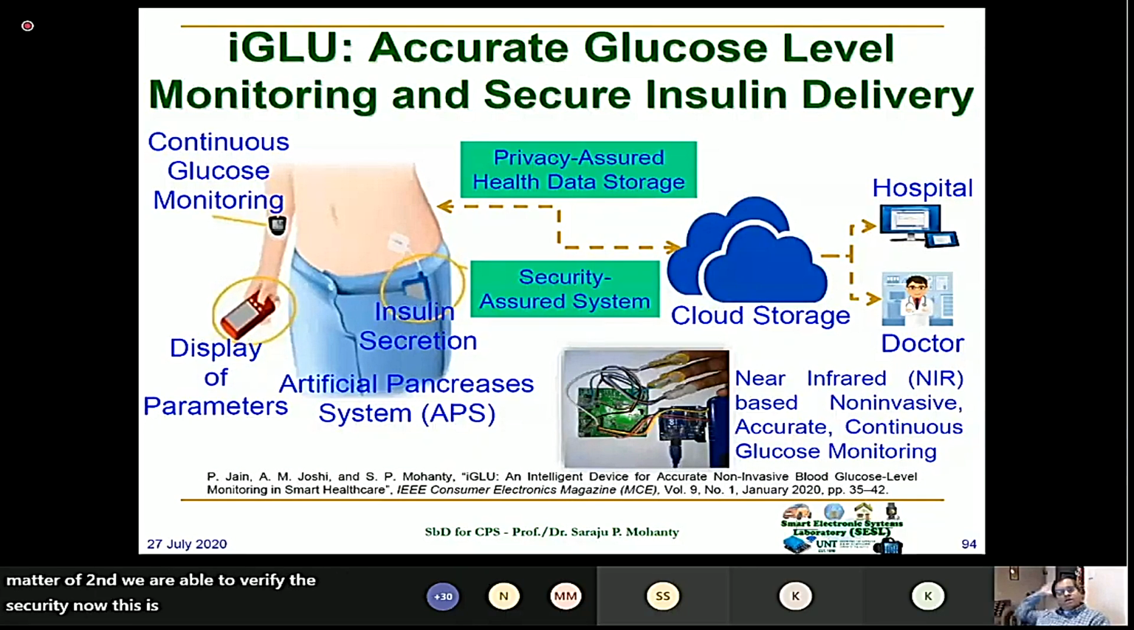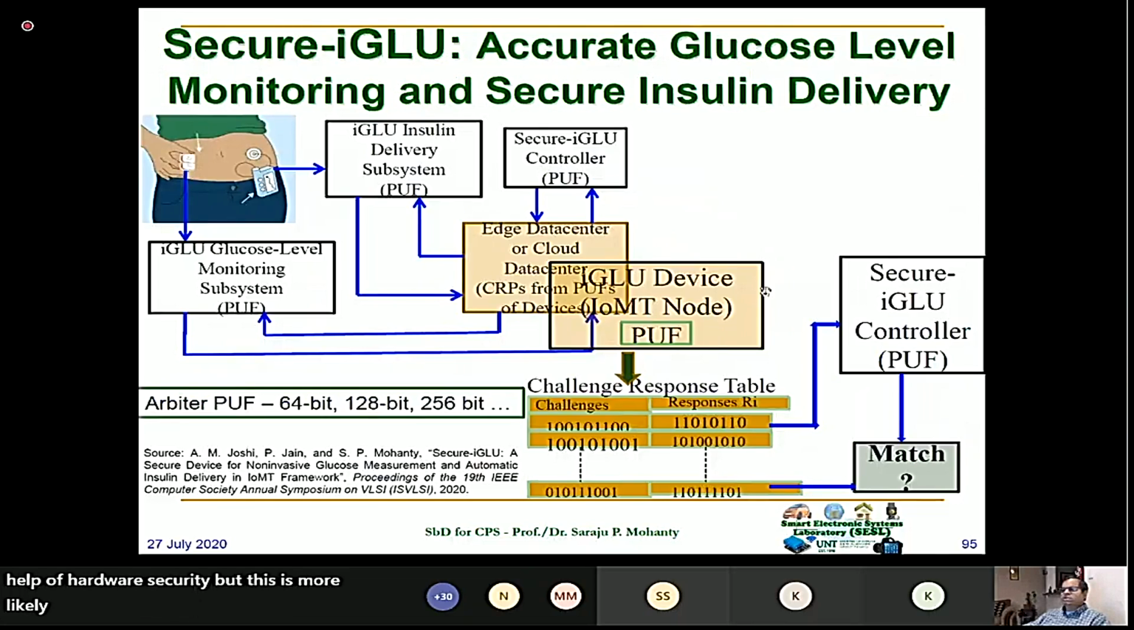Now this is what I was mentioning yesterday, so today here we have done a lot of things from the healthcare point of view. Okay, and the big picture here is eventually the security mechanism. The moment we are talking about an insulin pump, it has to have a security mechanism, and the healthcare data that is going from here has to be stored somewhere in a privacy-assured or secure fashion. So this can be done in cloud storage with certain software, or one can take help of hardware security. But this is more likely hardware, and as a result, we started this work. Okay, this is with MNIT Jaipur with Amit and his students.